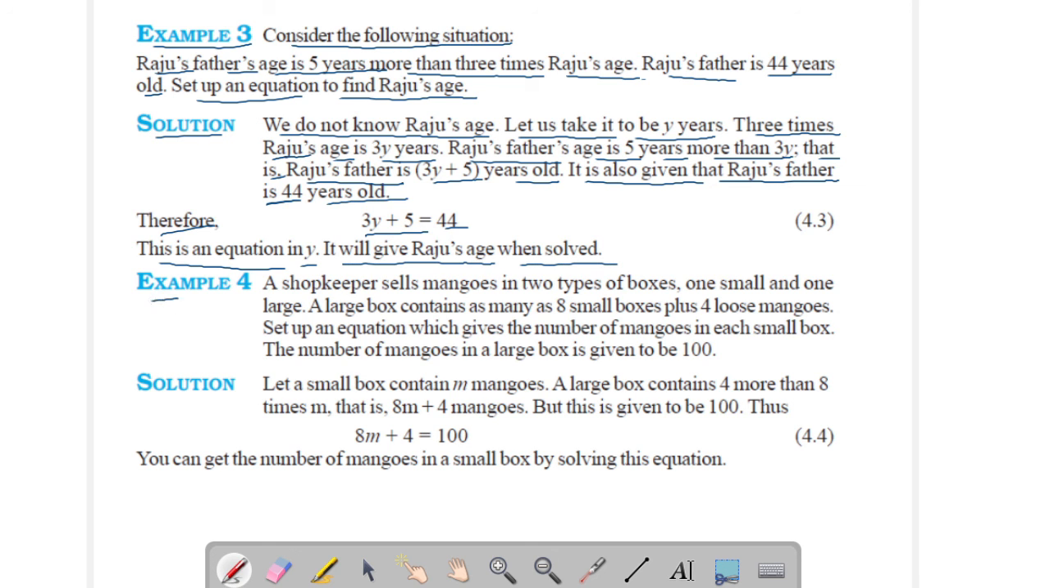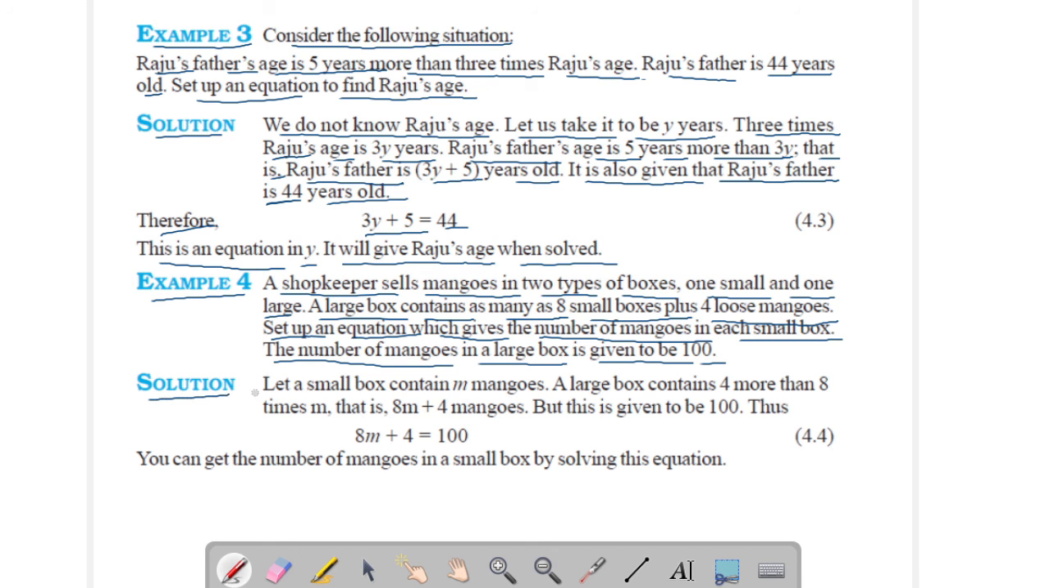Come to example 4. A shopkeeper sells mangoes in two types of boxes, one small and one large. A large box contains as many as 8 small boxes plus 4 loose mangoes. Set up an equation which gives the number of mangoes in each small box. The number of mangoes in a large box is given to be 100.